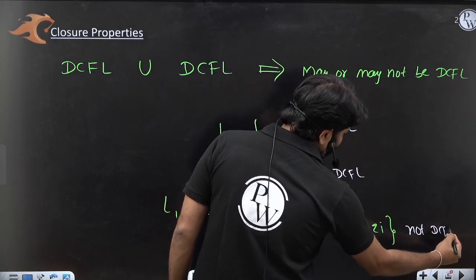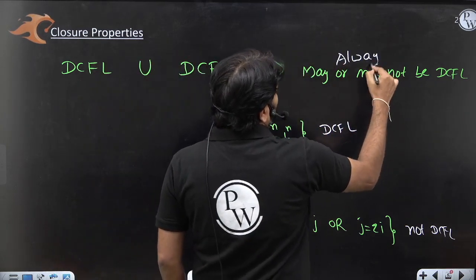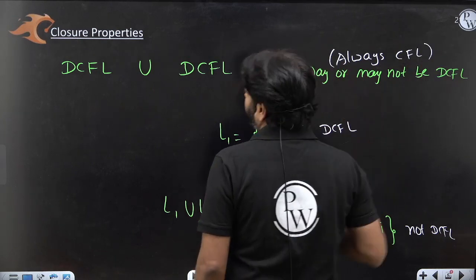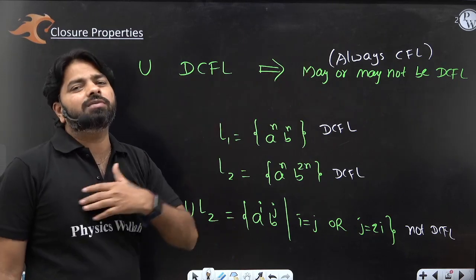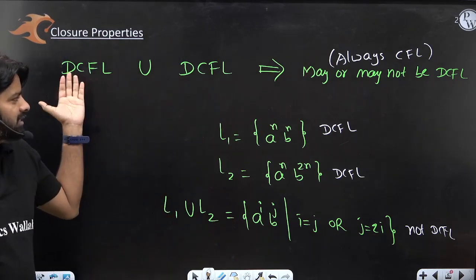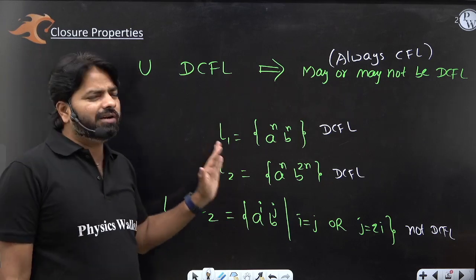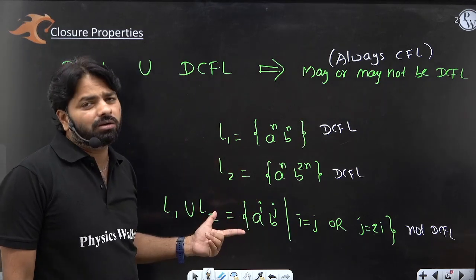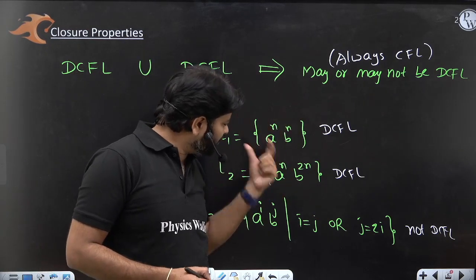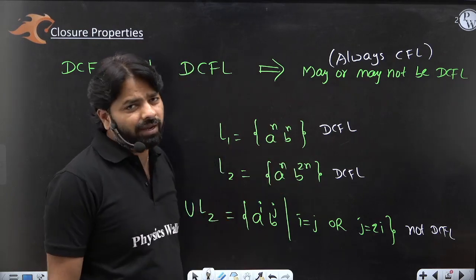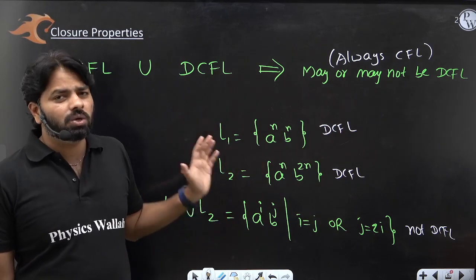In fact, it is a context-free language. Here it may or may not be a DCFL, but you always get a CFL, because for context-free languages we have a proof that CFL union CFL is always a CFL. So this result depends. This is the best example to remember: DCFL union DCFL, you may get a DCFL, you may not. Do you want an example for DCFL? Take the same example, a power n, b power n, and the union with itself will definitely be a DCFL. Sometimes you get a DCFL, sometimes you don't. That's why union is not closed for DCFLs.